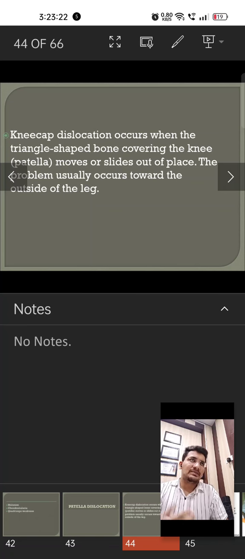Before discussing this topic, I would like to discuss two terms: one is subluxation and the other is dislocation. Subluxation is when a joint goes out of its anatomical plane but is relocated without any external force. But in dislocation, if the bone is out of its alignment or anatomical location, it will need some external force to relocate at its original site. So the difference between subluxation and dislocation is quite simple.